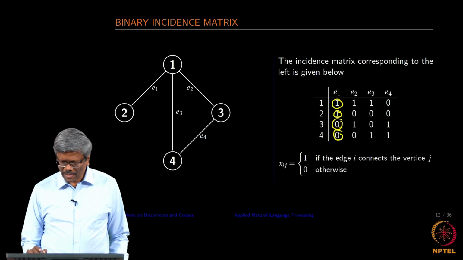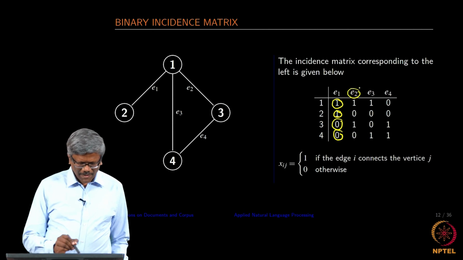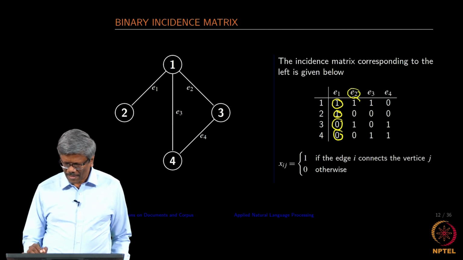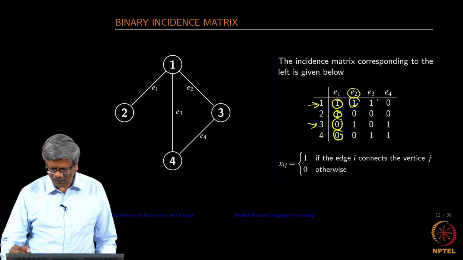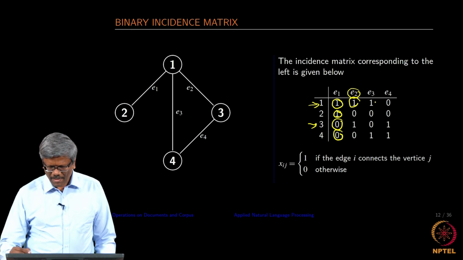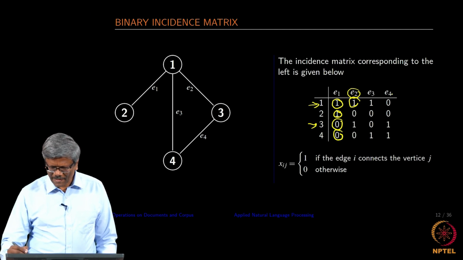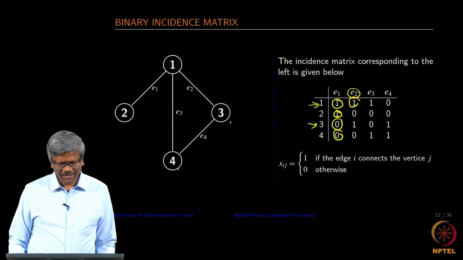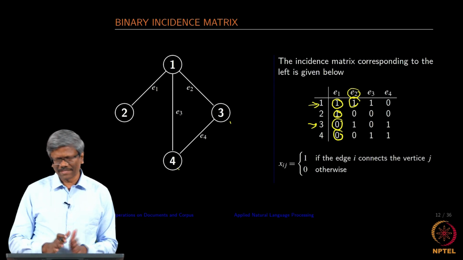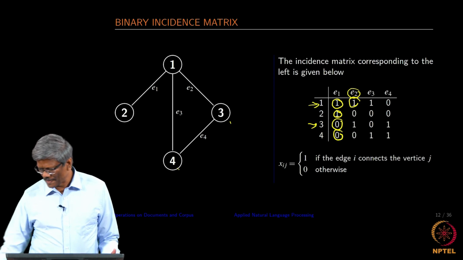In the same fashion, if you look at E2, it connects 1 and 3, so you have a 1 marked for those vertices. Similarly for E3 and E4: E3 is connecting the vertices 1 and 4, and E4 is connecting the vertices 3 and 4. Now we know what an incident matrix is, and let us see how we can translate this into our corpus.